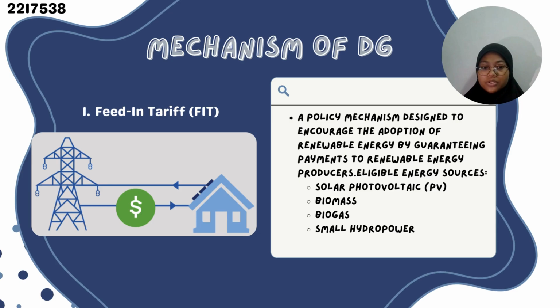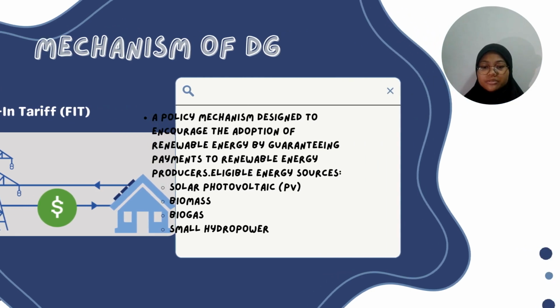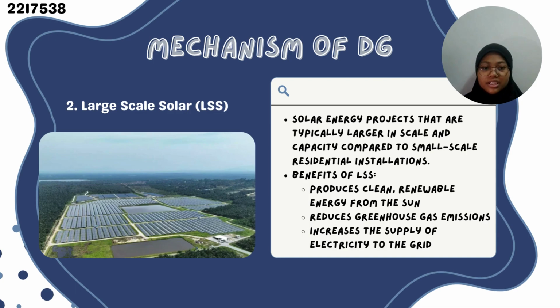For example, based on this picture, the owner of the house put a solar panel on top of their roof. These panels make electricity directly from sunlight. Sometimes they make more electricity than they need. With the FIT program, the extra electricity they make can be sold back to the big electricity company and the company gives them money for it. So apart from solar energy, the other types of energy sources that can also do this are biomass, biogas and small hydropower. The second mechanism is large scale solar (LSS).